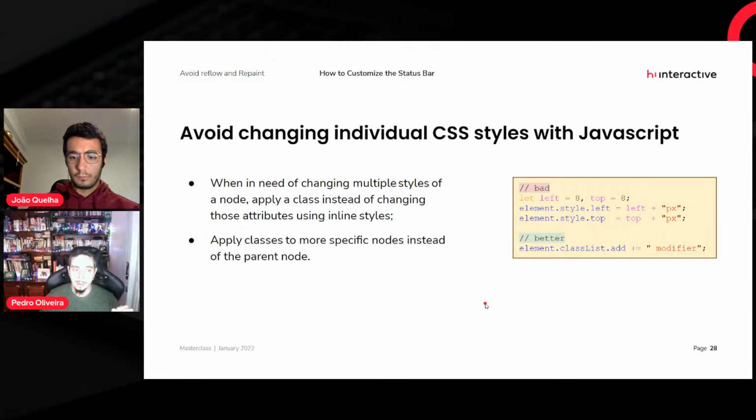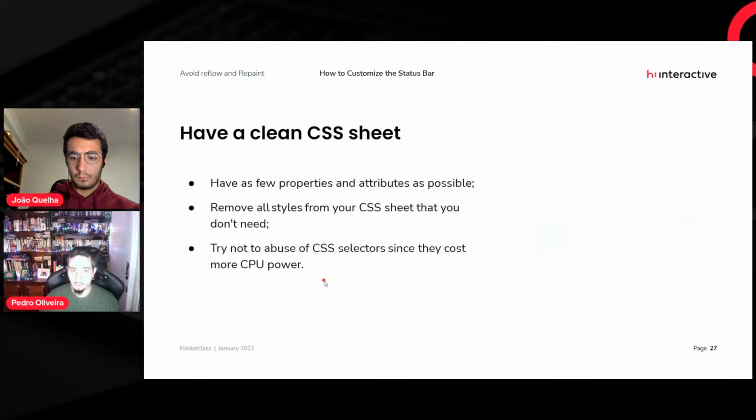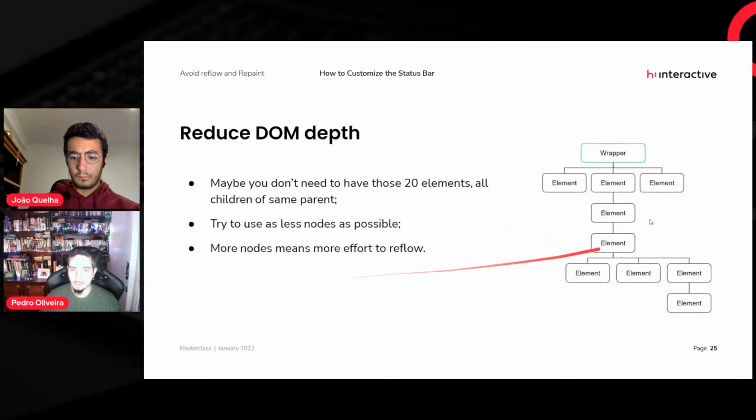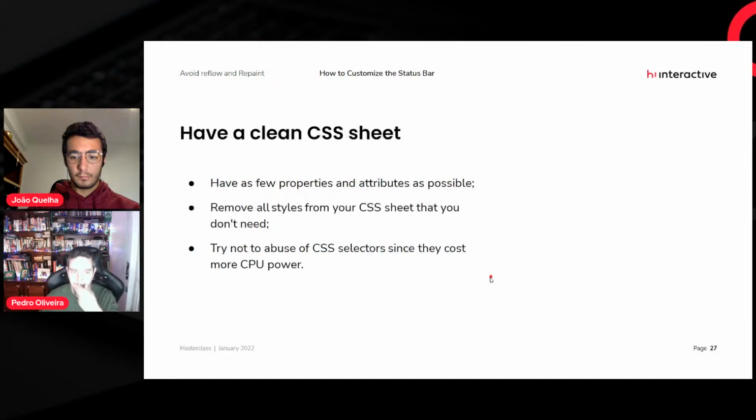Also, this is important. So if I go back, let's say we have this component here, and I want to change the styles that we have here at the bottom. It's better if we apply a class to this element instead of the wrapper, of the main element, because we are saying that the browser only needs to repaint this and not everything.